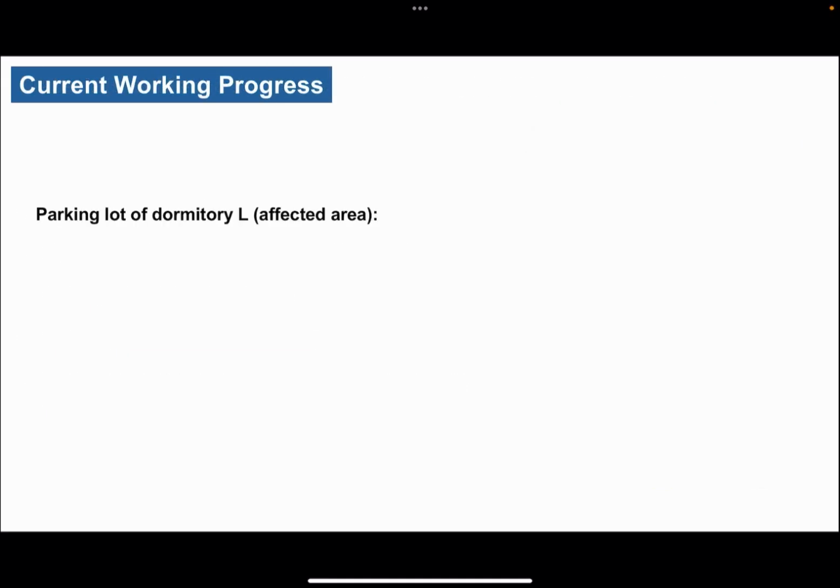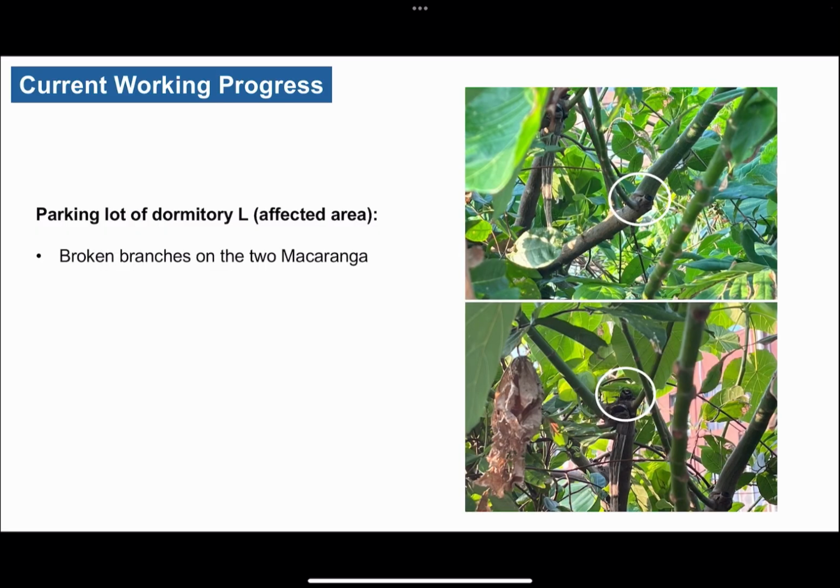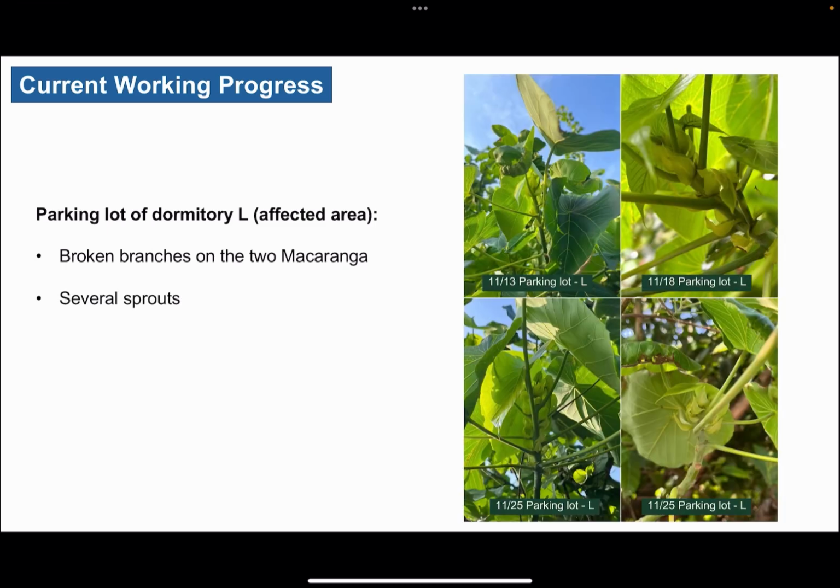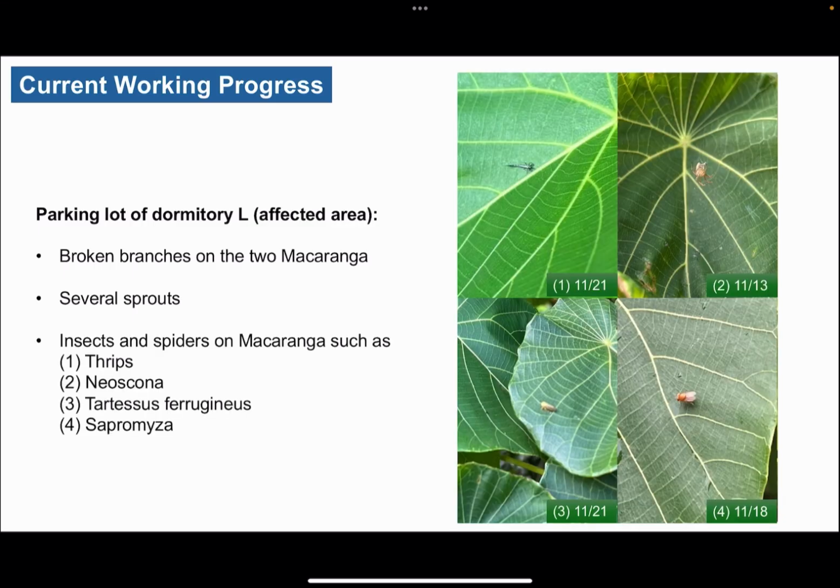And here is our current work in progress. The two Macaranga observed at the parking lot of Eldon both show signs of damage, with broken branches, which is presumed to have been caused by Typhoon Karathon. We have observed that after the typhoon, Macaranga has grown several sprouts. We also observed insects and spiders on Macaranga.